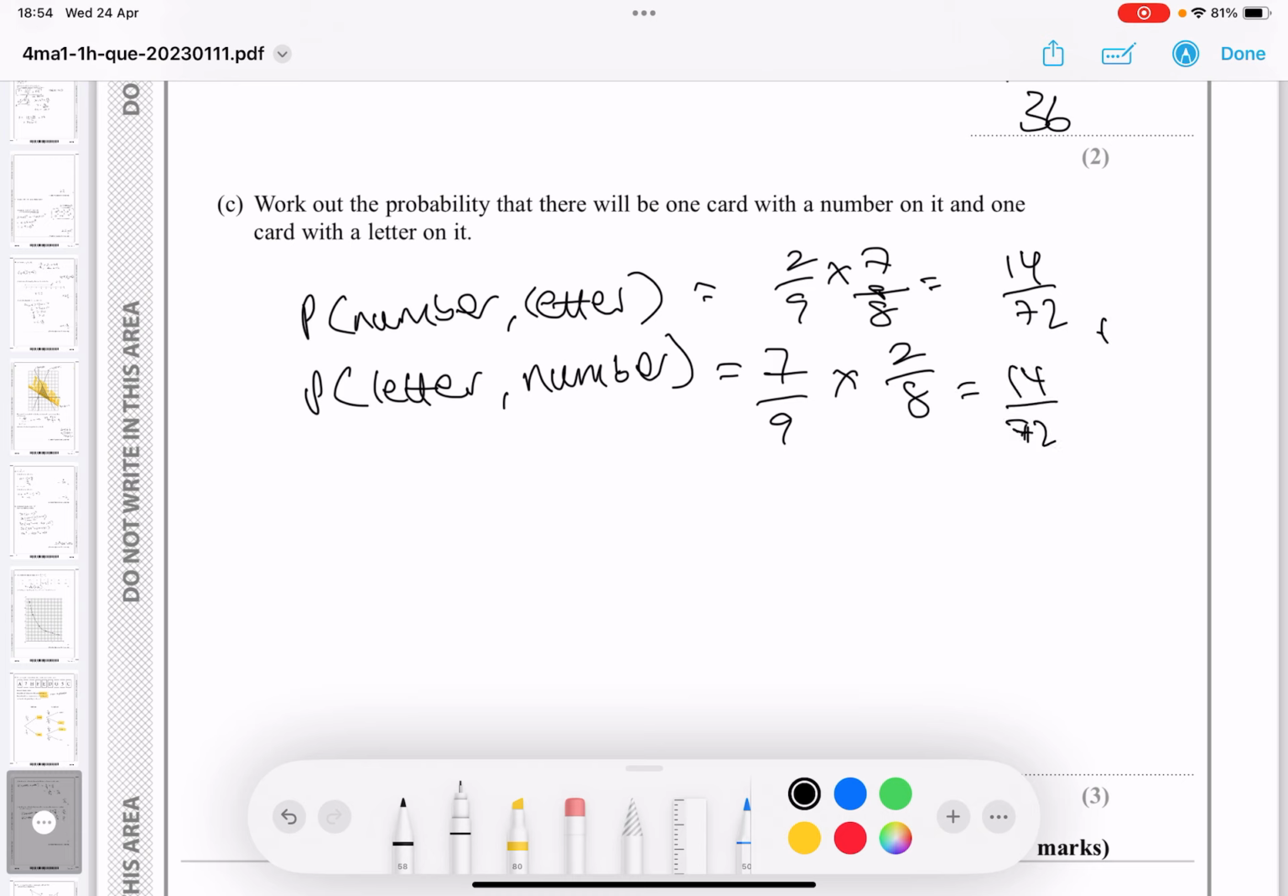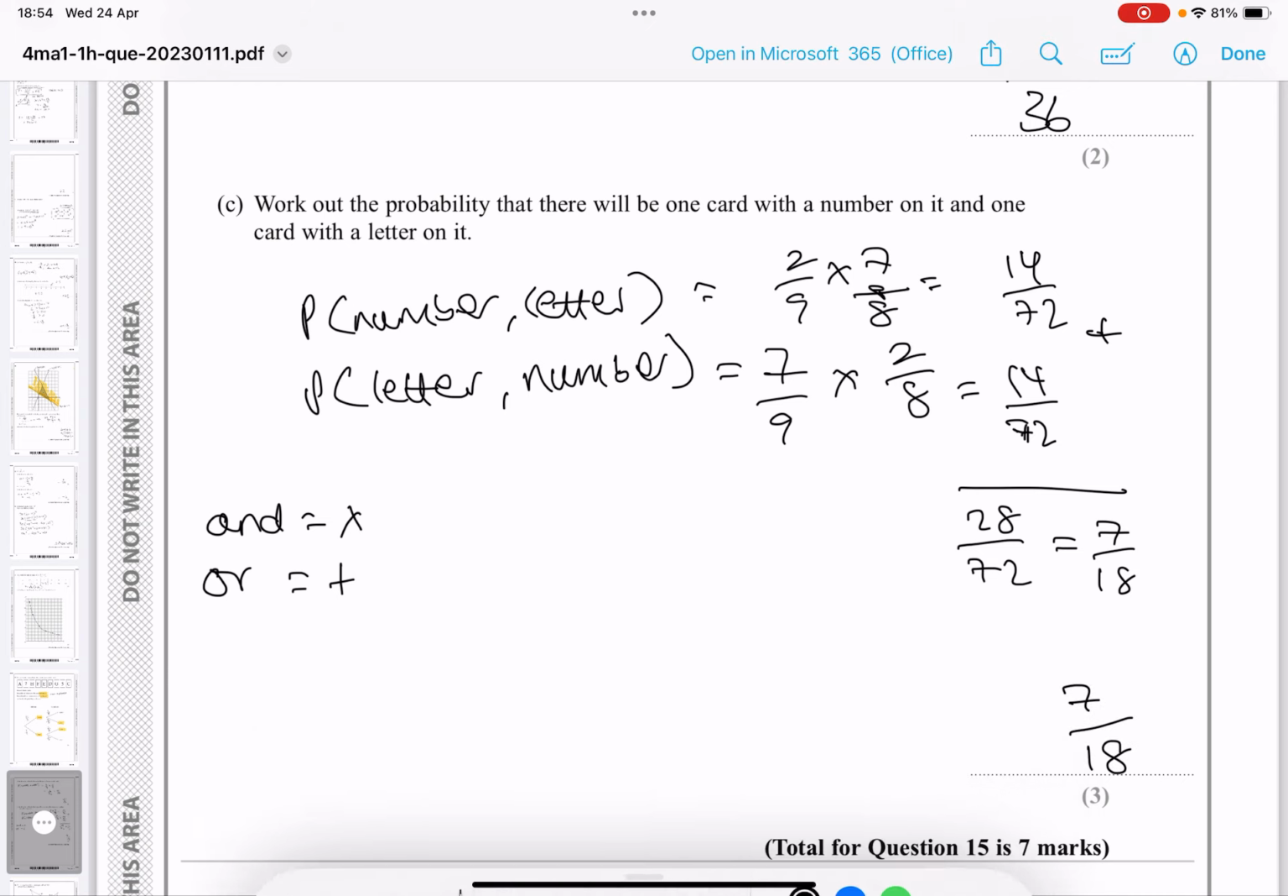Now, if you listened earlier, I mentioned the word or, okay? So there's two scenarios, and there's getting one scenario or another scenario. So whenever you have the word or, it means you add the probabilities. So you have to make sure you remember this. And means you multiply probabilities, or means you add probabilities. So what we need to do here, because there's two scenarios, you add the probabilities. So that will give you a probability of 28 over 72, which we can simplify to 7 over 18. Okay, so the answer is 7 over 18.